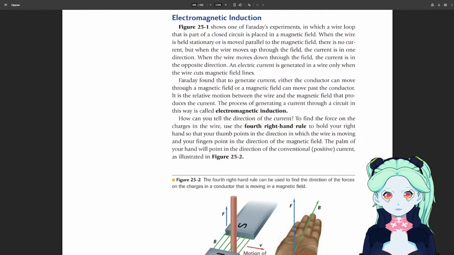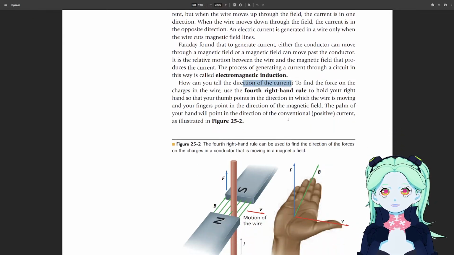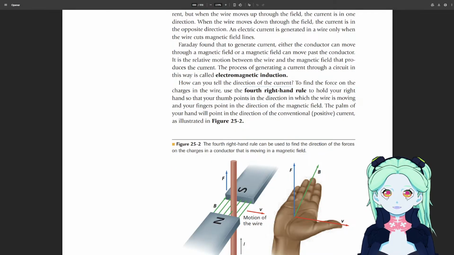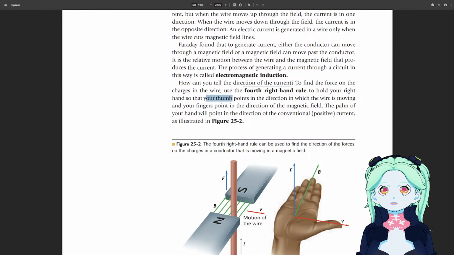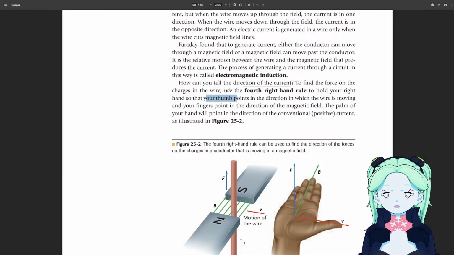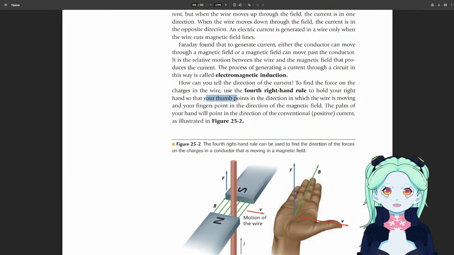But it doesn't matter. So, how can you tell the direction of the current? To find the force on the charges in the wire, use the fourth right-hand rule. Hold your right hand so that your thumb points in the direction in which the wire is moving. Basically, you point your thumb in the direction of the velocity of the charges, and then you open your palm up in the direction of the magnetic field, and then the direction of your palm will give you the conventional current.